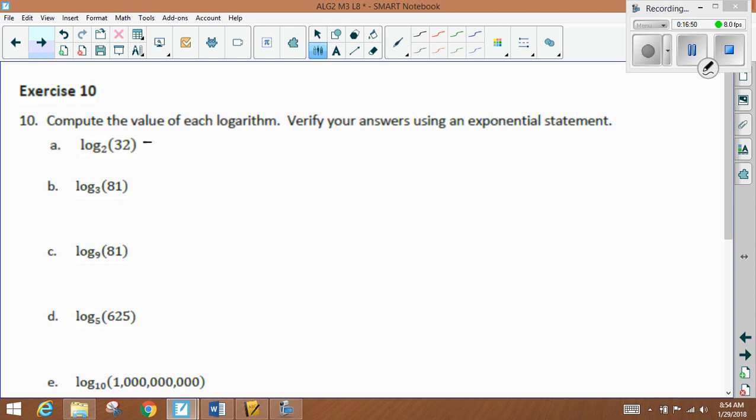2 to what power is 32? 5. So we could rewrite that saying that 2 to the 5th power is 32, right? Over here, 3 to what power is 81? 4. So we could write that as 3 to the 4th power equals 81. How about this one? 9 to what power is 81? 2.